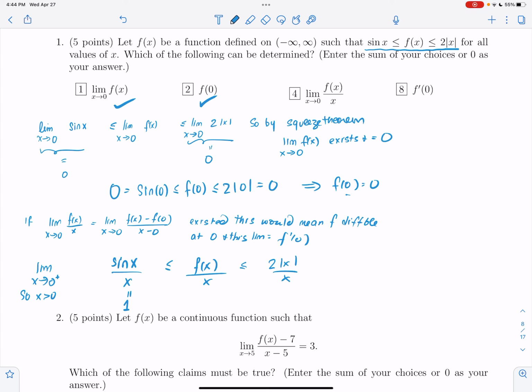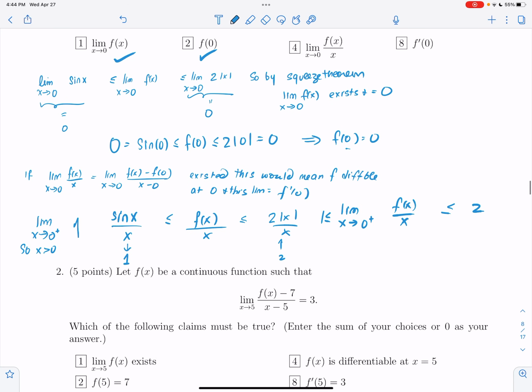Okay, and limit as x approaches 0 from the right of this, what will it be? The absolute value of x is just x. This limit is 2. So you have the limit as x approaches 0 from the right of f of x over x is between 2 and 1. That's all you can say. You don't even know if that limit exists. If it exists, this is what you would have. You can't, using this, decipher that it does exist. So we can't even talk about that. Okay? So we have that.